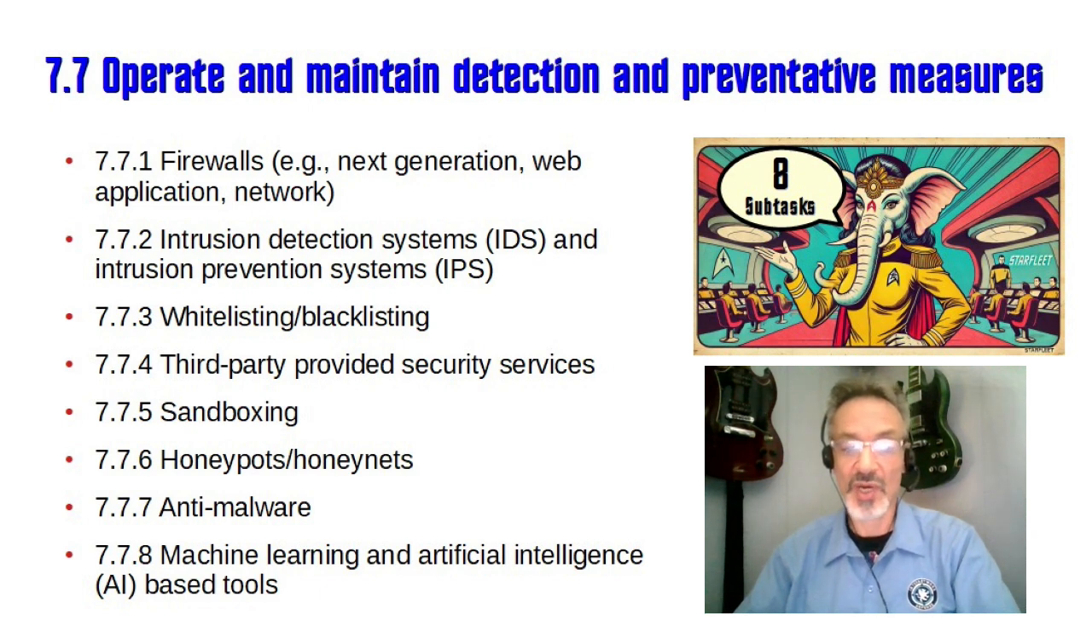6. Honeypots/honeynets. Honeypots serve as decoy systems designed to attract attackers and gather valuable threat intelligence without putting critical systems at risk. 7. Anti-malware. This subtask covers how anti-malware tools detect and neutralize malware threats, ensuring system integrity. And 8. Machine learning and artificial intelligence-based tools. Lastly, we'll touch on the growing role of AI and machine learning in automating threat detection and enhancing overall security, like the source systems we discussed earlier.